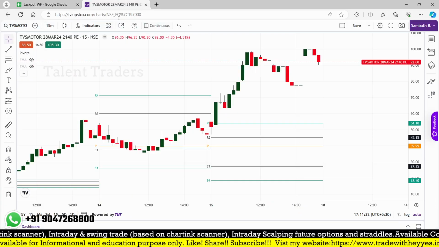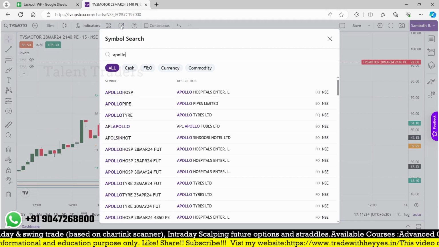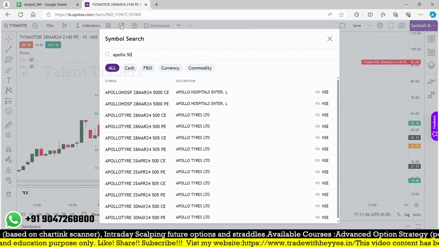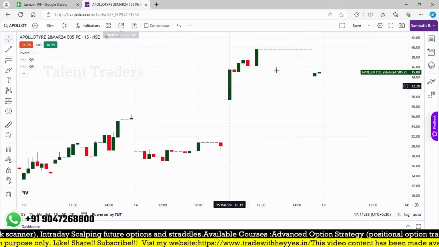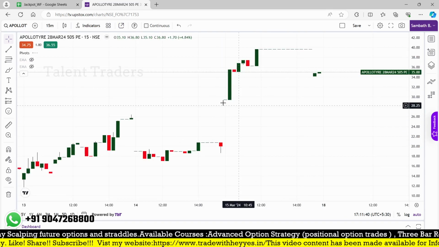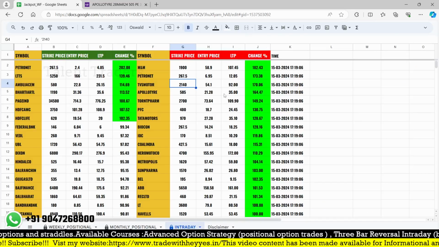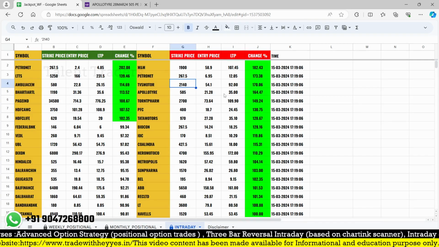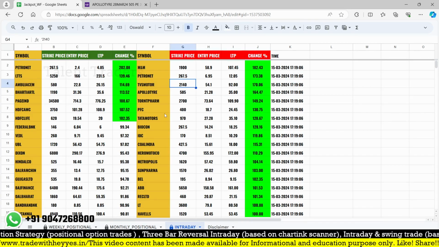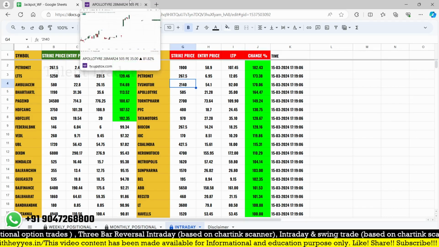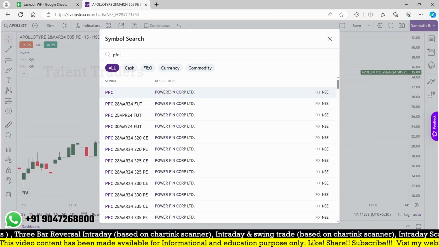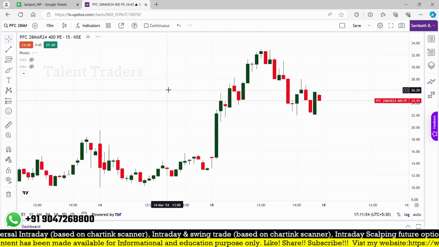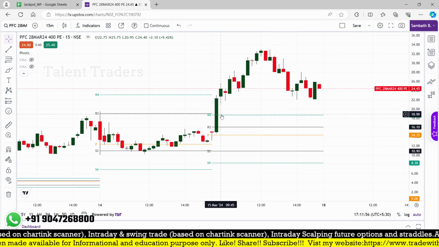And Apollo Tire 505 put option. There is no liquidity, we simply ignore it. So here we are filtering all the F&O stocks, whatever the 180, 182 F&O stocks would be there. PFC 400. So let me check the PFC 400 put option. Here is the second candle breakout.